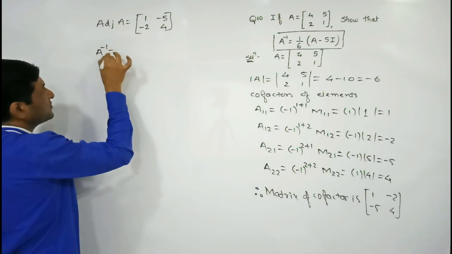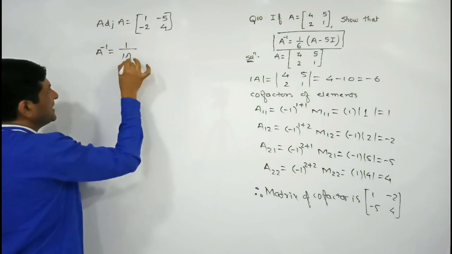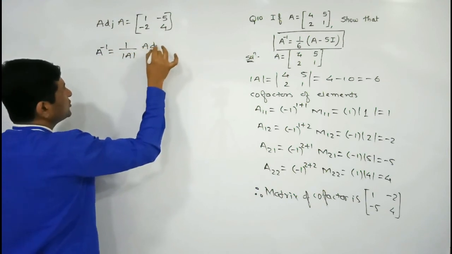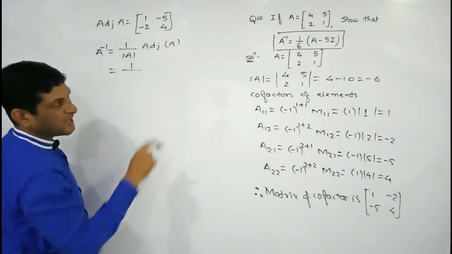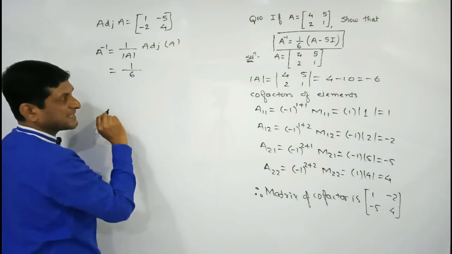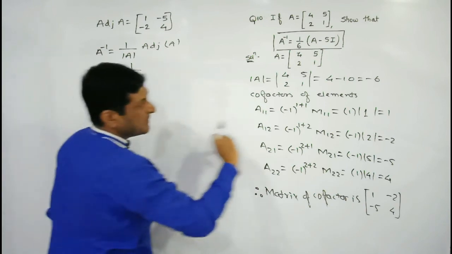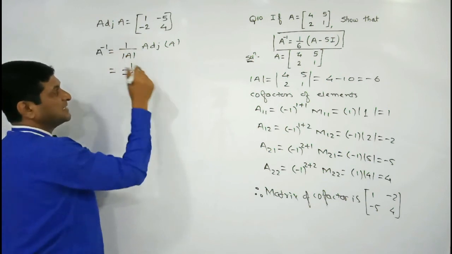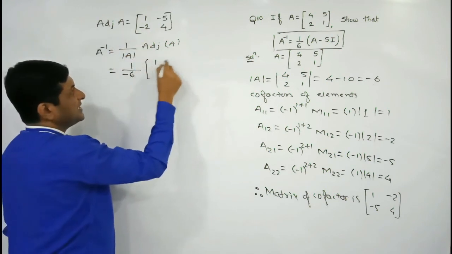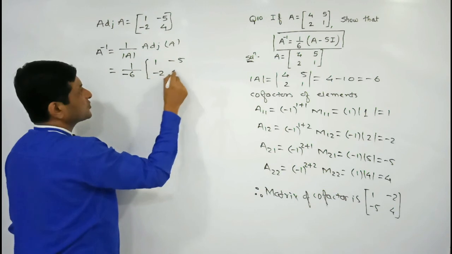What is the formula to find the inverse? 1 upon determinant of A into adjoint of A. So which is equal to 1 upon determinant. What is the element of determinant? Sorry, minus 6. So 1 by minus 6 into adjoint. So 1, minus 5, minus 2, 4.